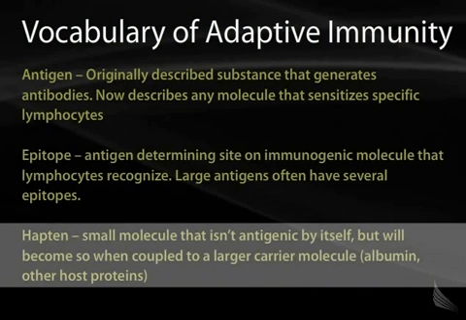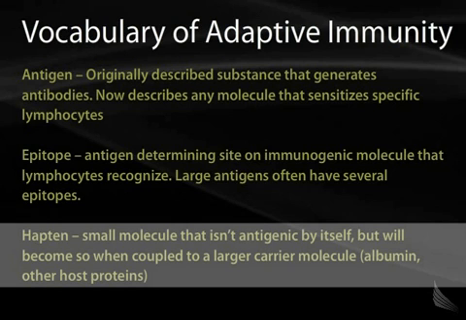Hapten is another term that you need to know. Hapten is a small molecule that isn't antigenic by itself, but will become so when coupled to a larger carrier molecule, such as albumin or another host protein. So these are molecules that are smaller. Remember, we said that size had an effect in determining immunogenicity. So with a hapten, you have a molecule that's very small, so small that the immune system kind of ignores it.